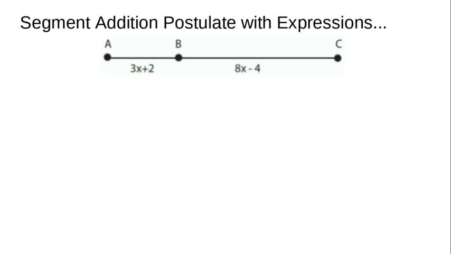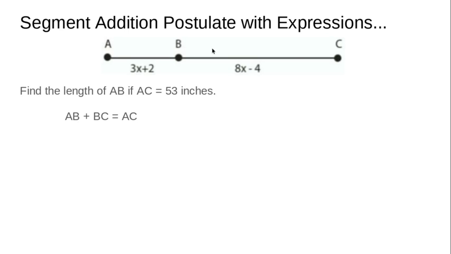You can also use it with expressions, so it doesn't have to be just plain old numbers. There can be expressions with X's and multiplication, addition, subtraction, that type of thing. So here we have AB is 3x plus 2, and BC is 8x minus 4. And if we want to find the length of AB, is what the question asks, if AC, the whole distance, equals 53, we know that AB plus BC will equal AC.